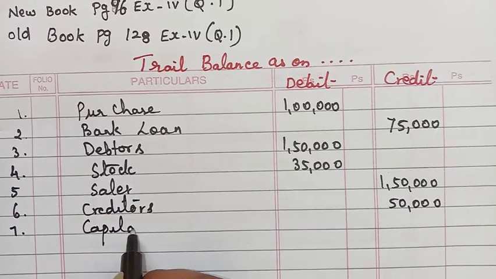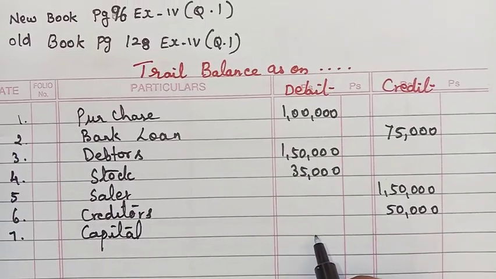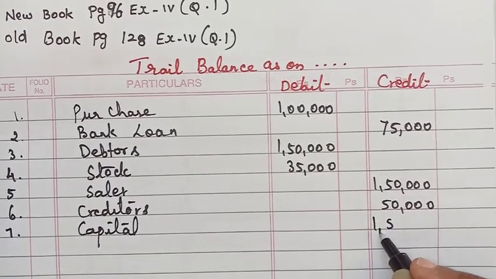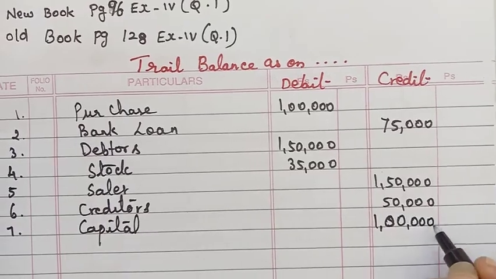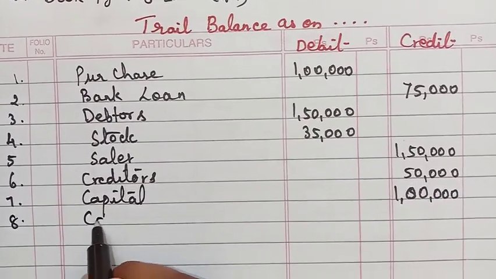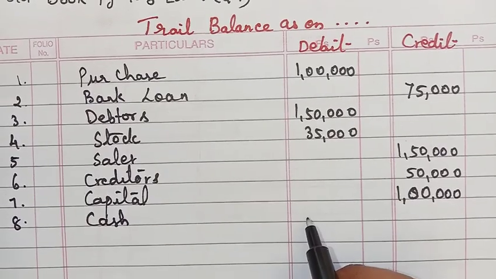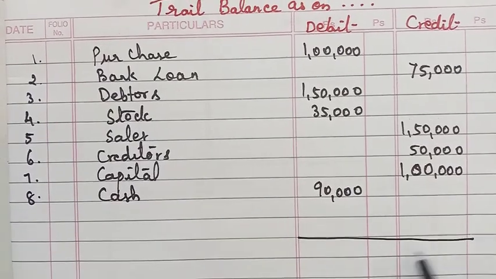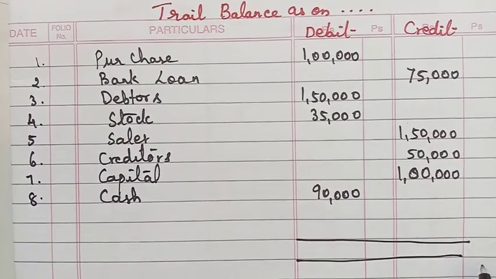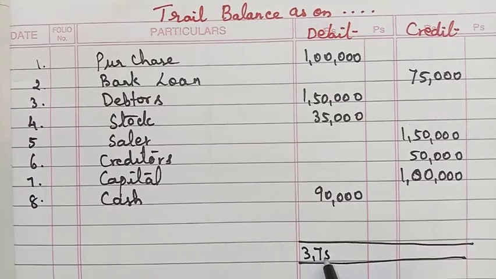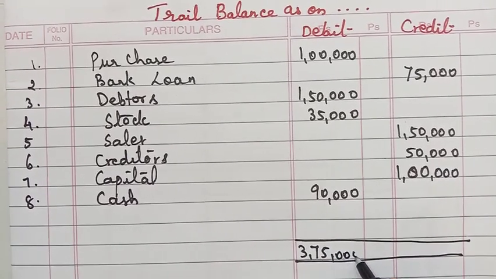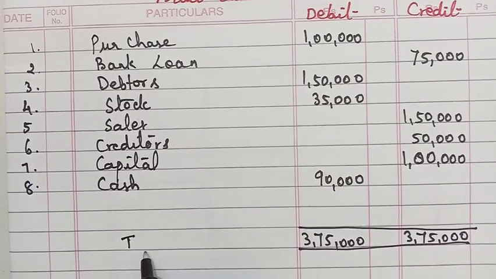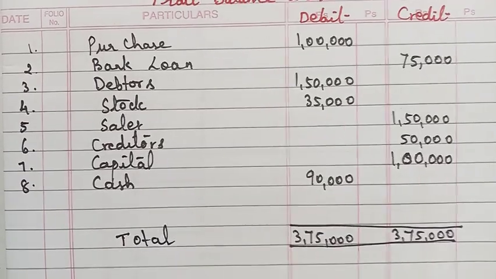Next, the seventh one, capital. You have to remember, it will come in the credit side as 1 lakh. Next, cash. It is an asset, it will come in the debit side as 90,000. So you add both the sides. If you add both the sides, it will come as 3,75,000. So straight away you will write it as the total. That's all for the first one.